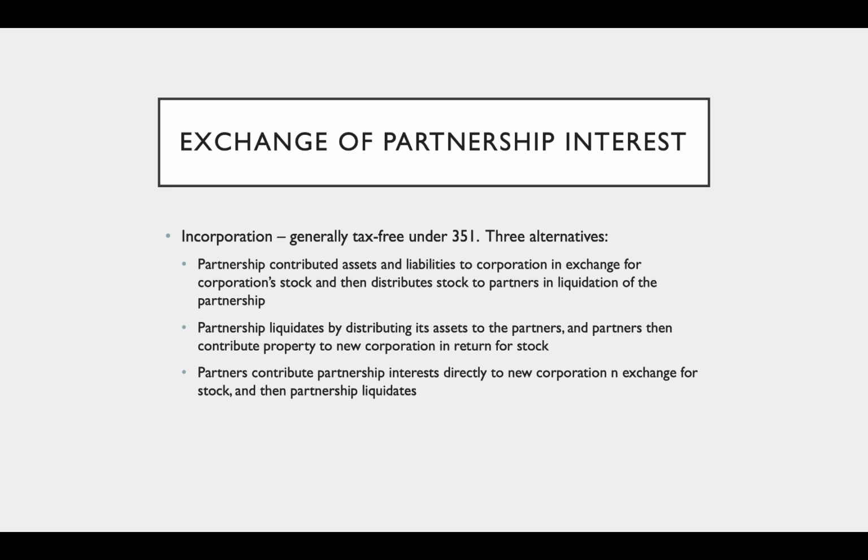The partnership may want to incorporate, which is tax-free under Section 351. They could do this in one of three ways. The partnership could contribute assets and liabilities to a corporation in exchange for stock and then distribute that stock to its partners and then liquidate the partnership. The partnership could liquidate by distributing its assets to the partners, and the partners could then contribute property to the new corporation in return for stock. And the partners could contribute partnership interest directly to the new corporation in exchange for stock, and then the partnership could liquidate. And as you can imagine, each of these situations will have different tax consequences. So the best choice is going to depend really on the tax attributes of each partnership and each partner.